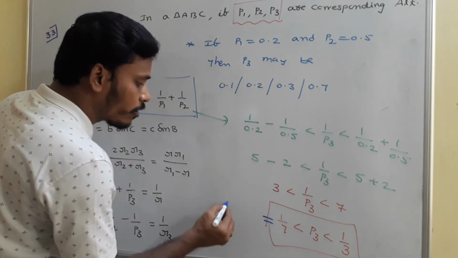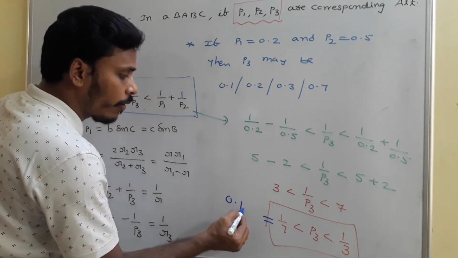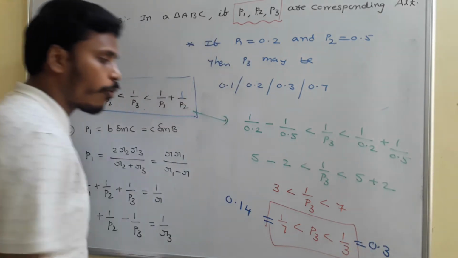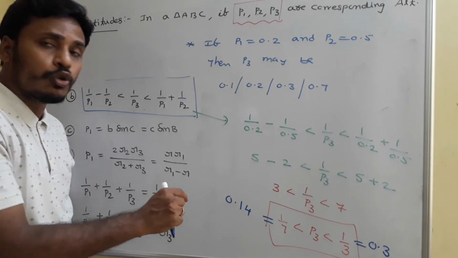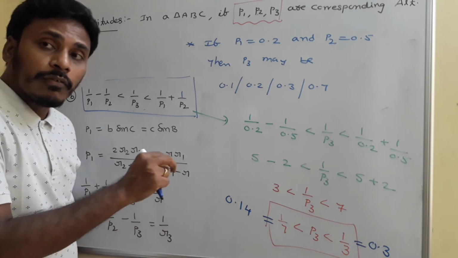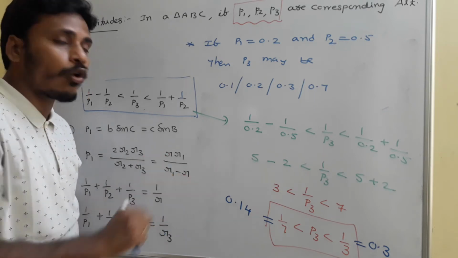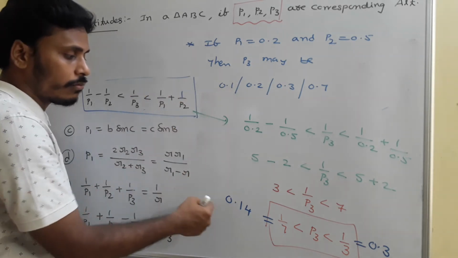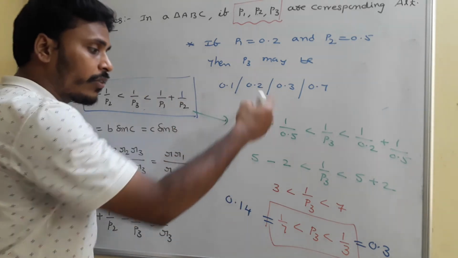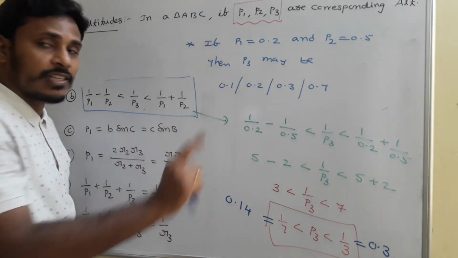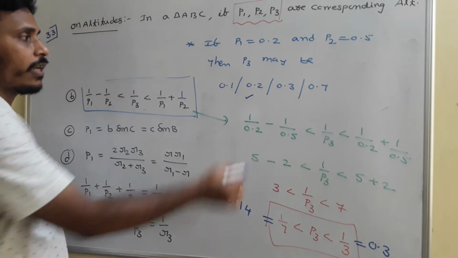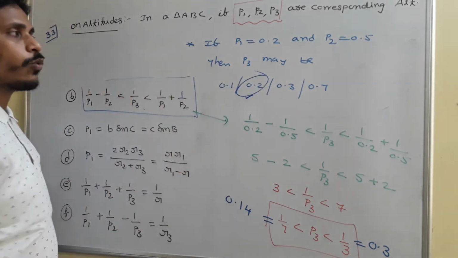1 by 7 value is approximately 0.14 and 1 by 3 value is approximately 0.3. So we need to choose P3 which is in between 0.14 and 0.3. So among the options, 0.1 is not in that bound, 0.3 is not in that bound, 0.7 is also not in that bound. So the possible value for the P3 is 0.2, and that's your answer.